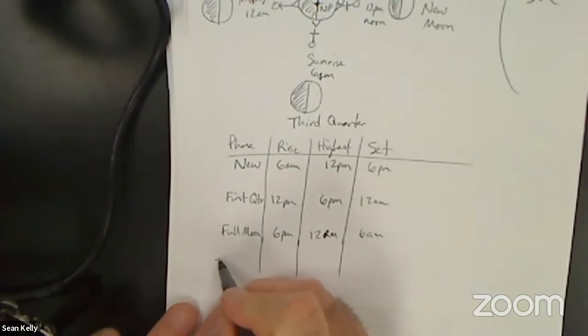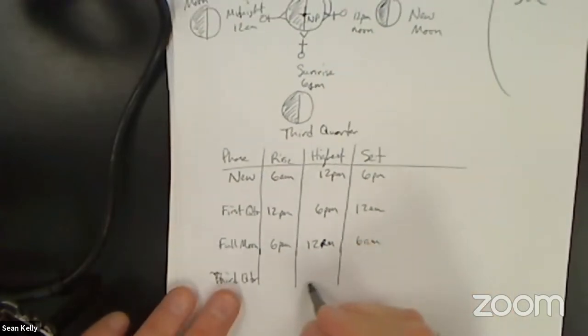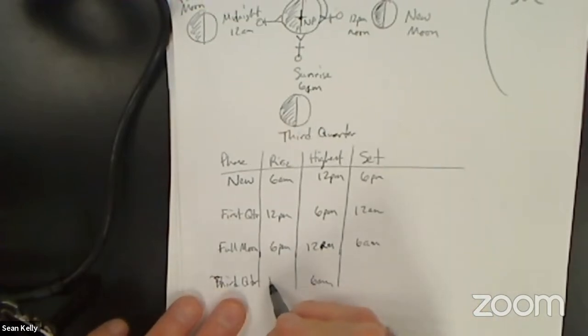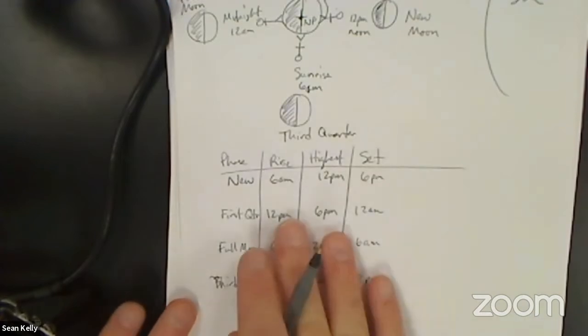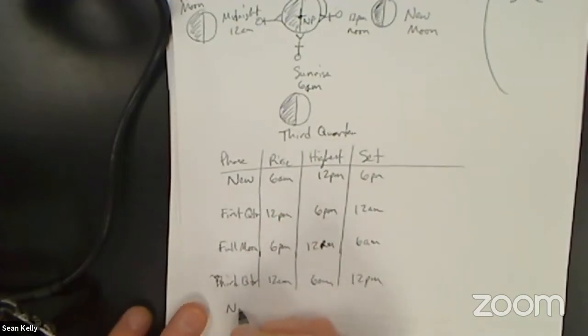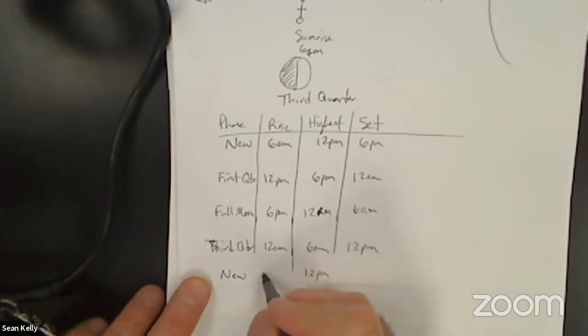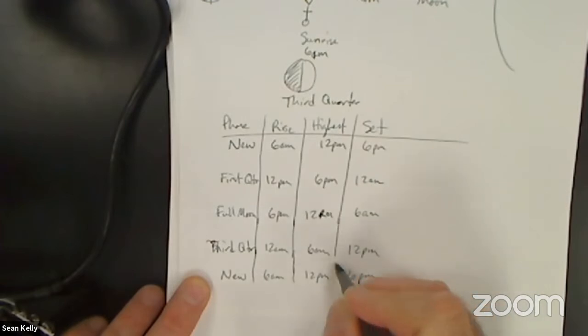Okay, next one is my third quarter. Oops, I'm going to spell it out. Third quarter. And we said that the third quarter is highest at 6 a.m. or sunrise, which means that it must rise at 12 a.m. and it must set at 12 noon. Okay. Now the last step is to repeat the new again, right? We're going to put new, and I'm going to put in the same times, 12 p.m. and I have 6 a.m. and 6 p.m. Okay, for the new moon.